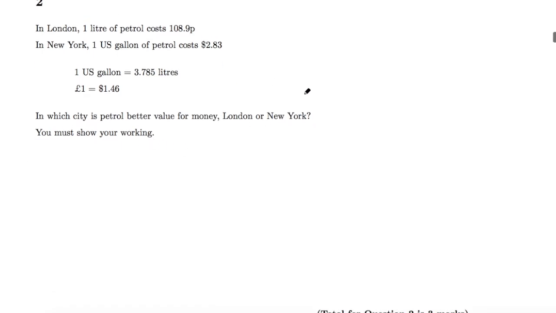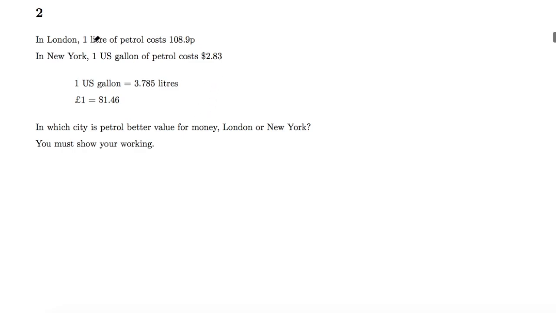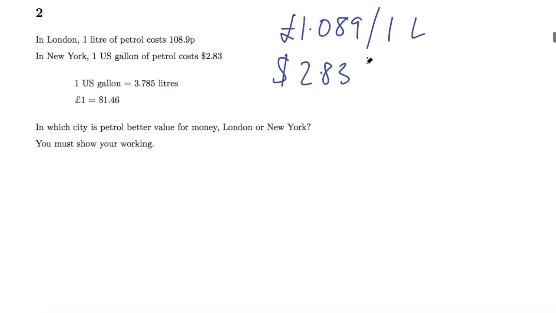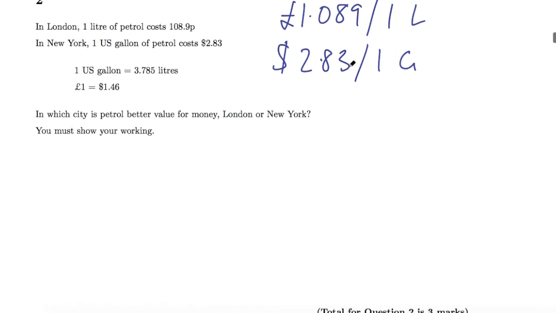So here we need some equivalent ratios we can compare. So at the moment we've got a ratio in pounds, so we can say £1 and 89 pence is 1 litre. And also in the US we've got $2.83 is equivalent to 1 gallon. And we need to compare these somehow. So I'm going to change this ratio into pounds per litre in order to compare it with the cost in London. So the first thing I need to do is change these dollars into pounds.